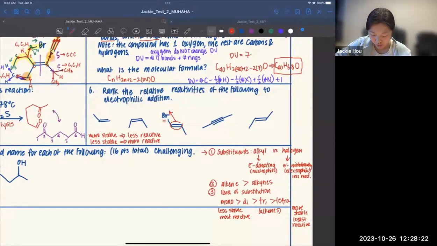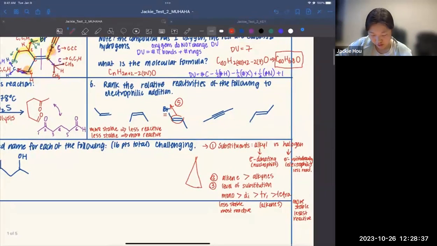And this is in our pyramid of different considerations, our number one. So this is going to be our least reactive. I'm kind of working backwards just so that the logic is more clear. And then next thing we want to consider is, okay, so we differentiate between our alkyl substituents and halogens, right? Next, alkenes versus alkynes. The only alkyne I see over here is this one. And I know that alkynes are going to be less reactive than my alkenes. So this is going to be number 4.